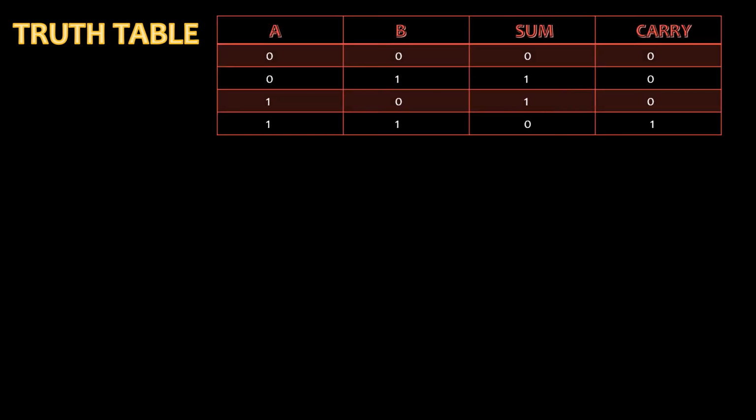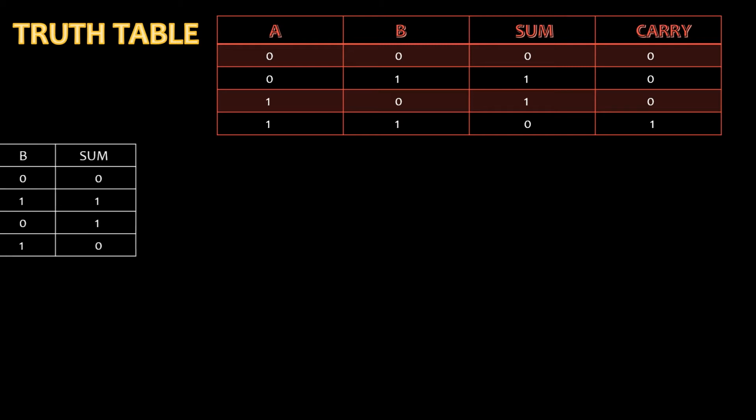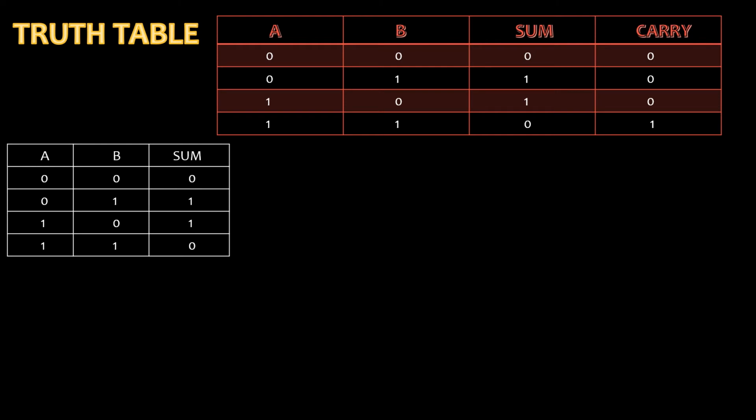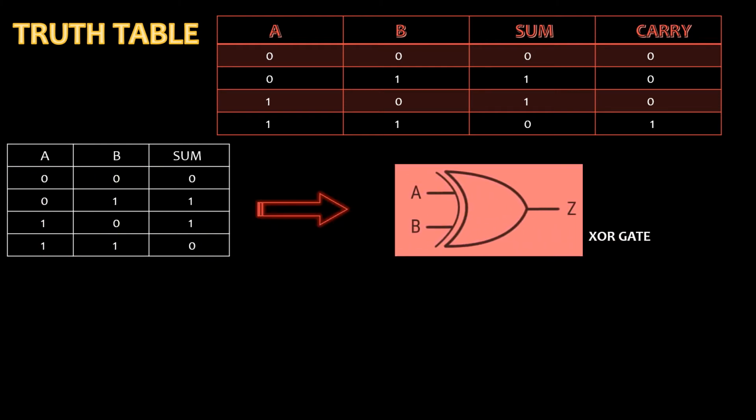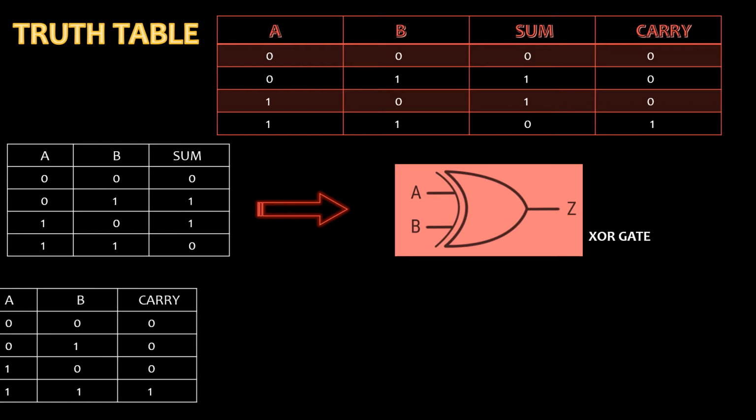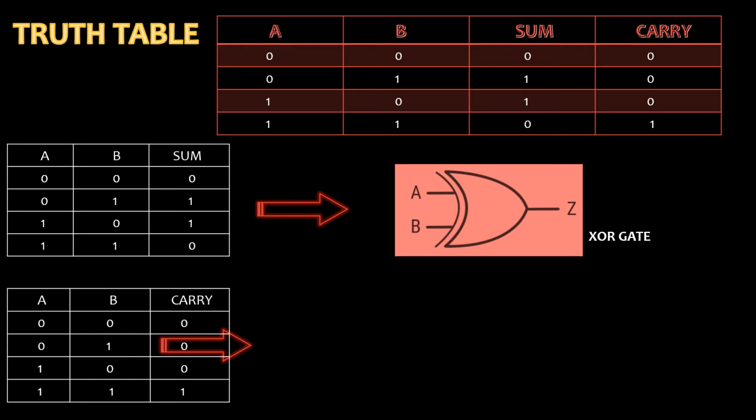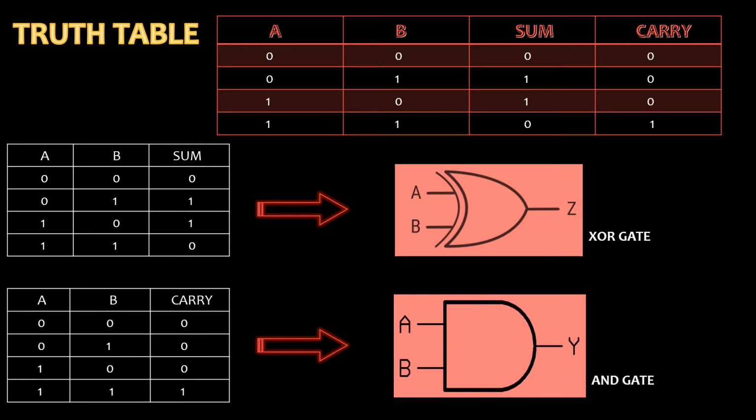Now if we see carefully, we'll notice that this table is divided into two types. The first half is A, B and sum. Now this is nothing but an XOR gate. Now if we see the second half of this truth table, that is A, B and carry, this is nothing but an AND gate. Now let's see this truth table in circuit mode.